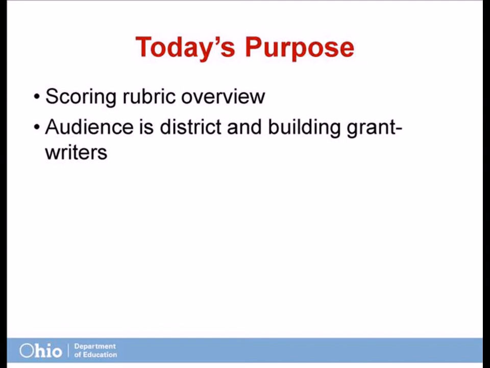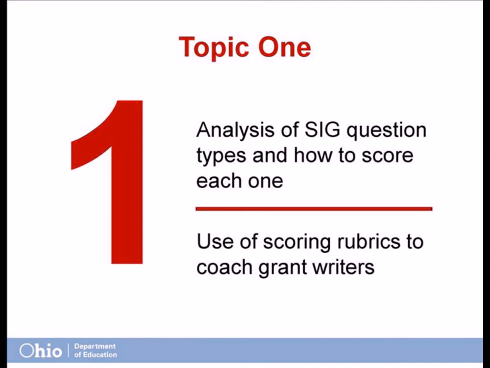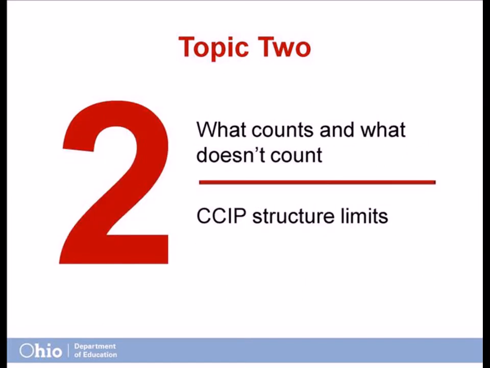The purpose of our presentation is to provide districts and buildings with an overview of the SIG grant scoring rubric. We will be addressing 3 topics today. The first topic will involve an analysis of the 2 types of questions. We will define the 2 types of questions, explain how to use the rubric correctly when scoring each type of question, and explore how to use the rubric to provide coaching comments to your school's grant writing team.